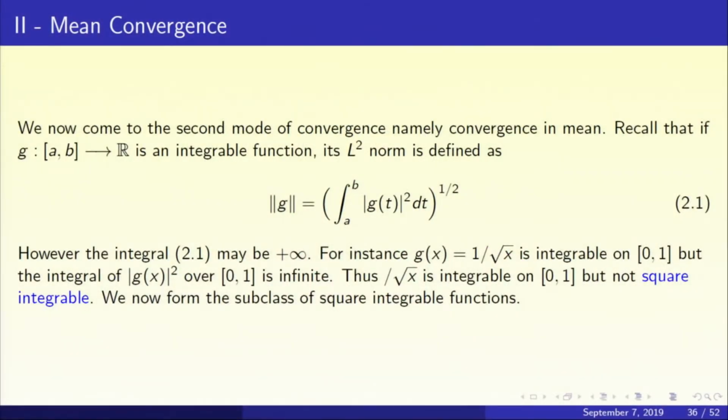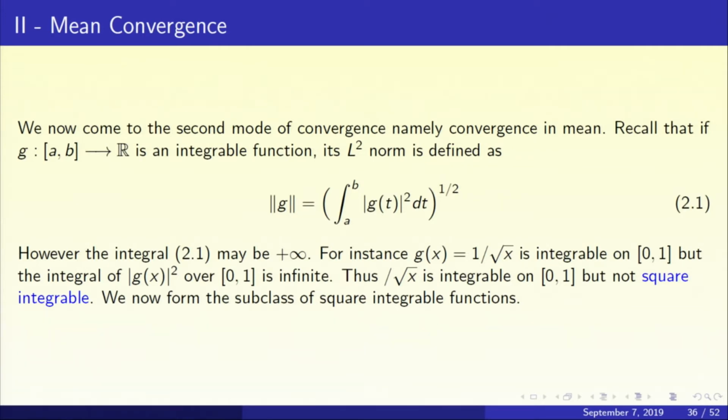Again, let's begin with an integrable function g from [a, b] to R, and its L2 norm we define to be norm g equals the integral from a to b of |g(t)| squared dt, the whole thing raised to the power half. That is equation 2.1 that you see on the slide. However, the integral in 2.1 may actually diverge. It may take the value plus infinity.